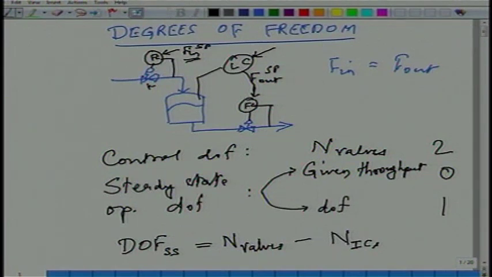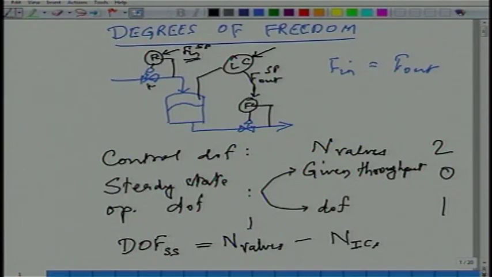For steady operation of the process, I put in independent valves excluding the feed, count them. So n valves excluding the feed is actually 1. How many inventory controllers are there? Minus 1, that gives you what? 0. So the steady state operating degrees of freedom of this process is what? 0. Okay.